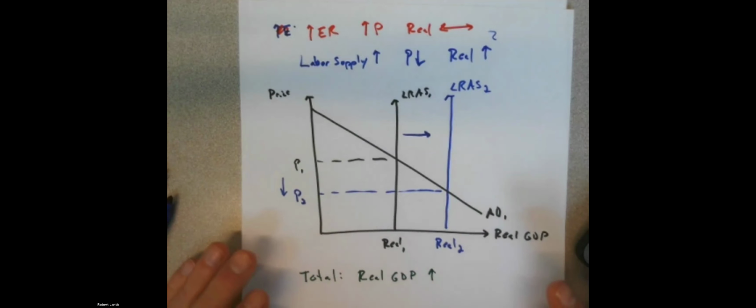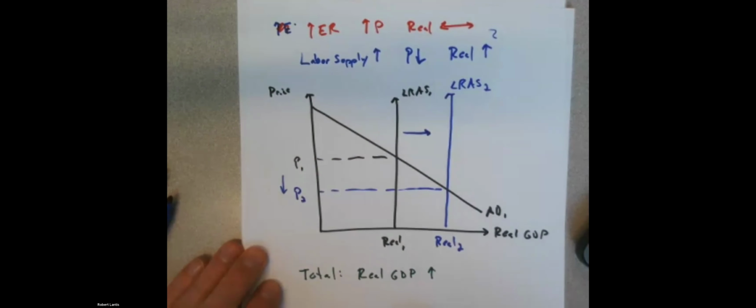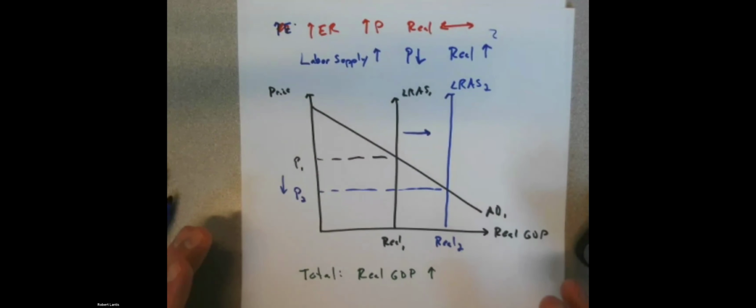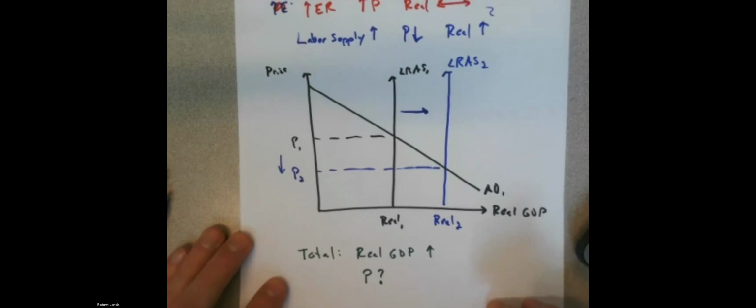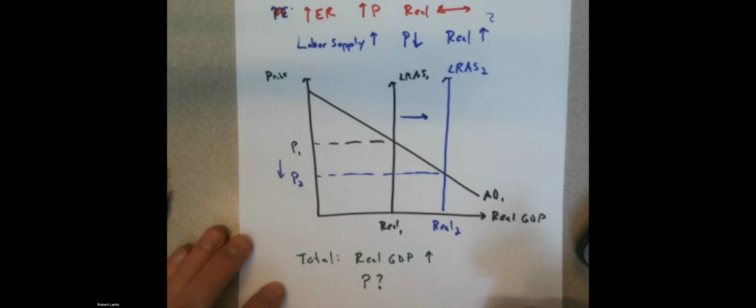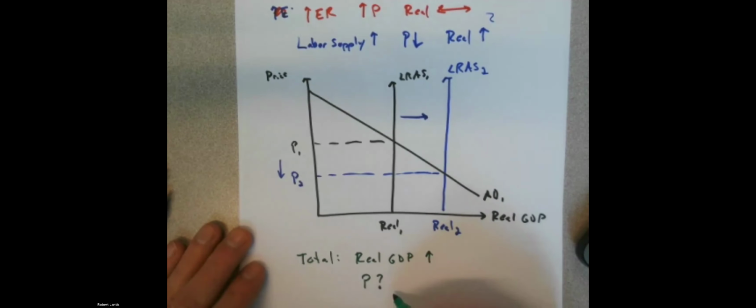Shifts in aggregate demand do not change our real GDP in the long run. However, they're pushing prices in opposite directions. So, in a problem like this, the answer for what happens to price would be we don't know. It's indeterminate.